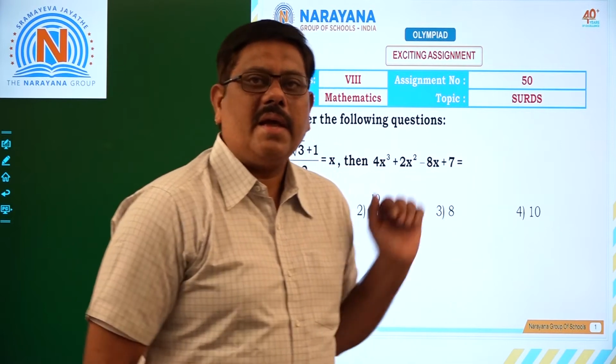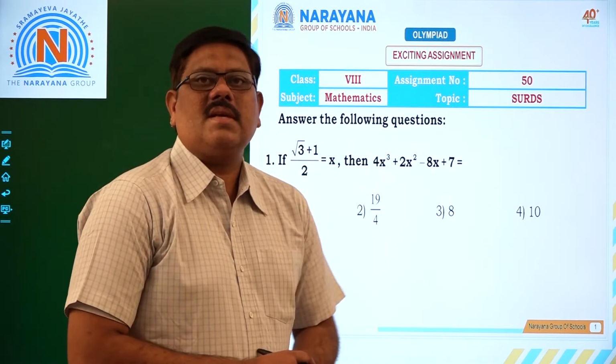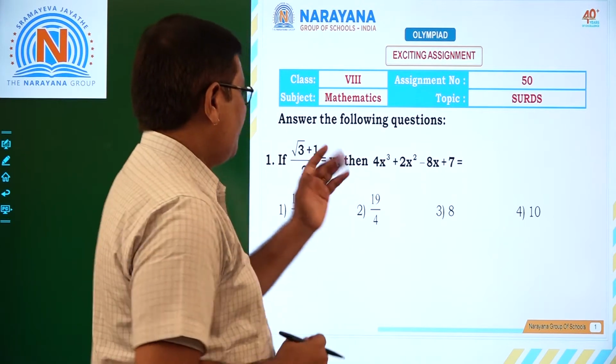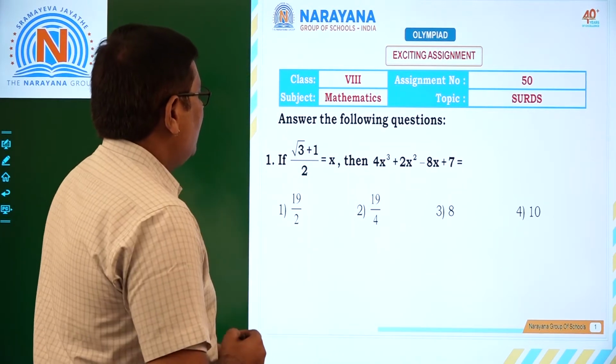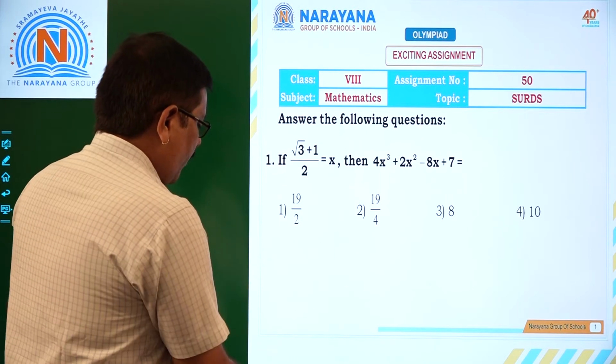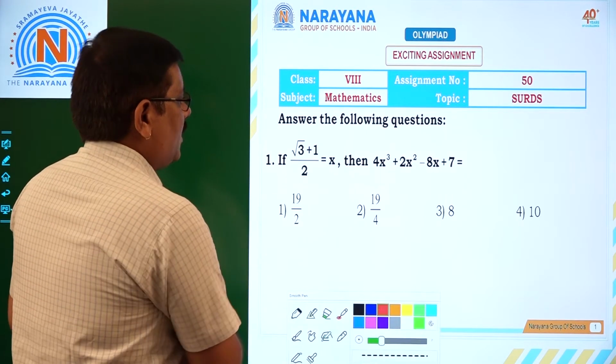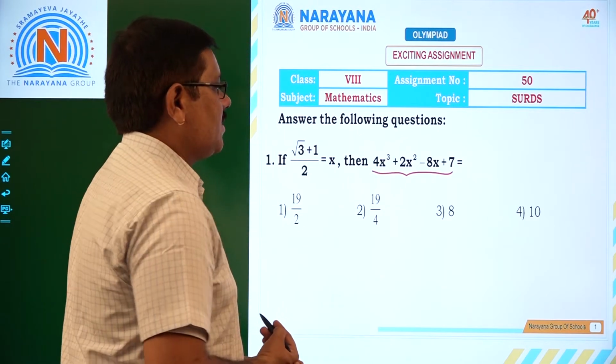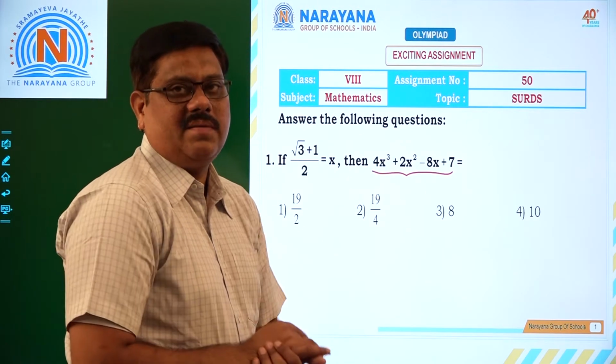Today for class 8 students, we are going to discuss assignment number 50 on surds. Now let us see the first question. The first question is, if x is equal to (root 3 plus 1) by 2, then he is asking us to find out the value of 4x cube plus 2x square minus 8x plus 7.